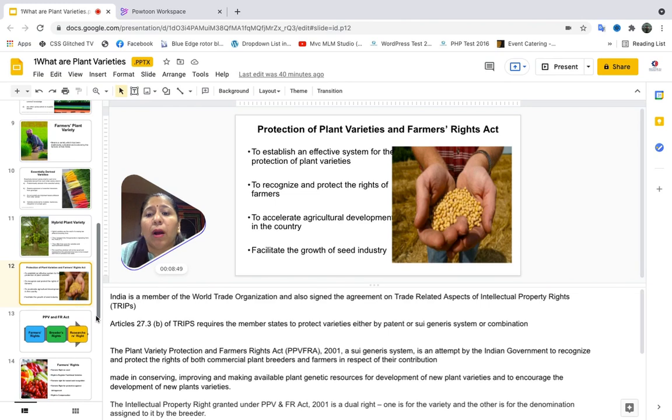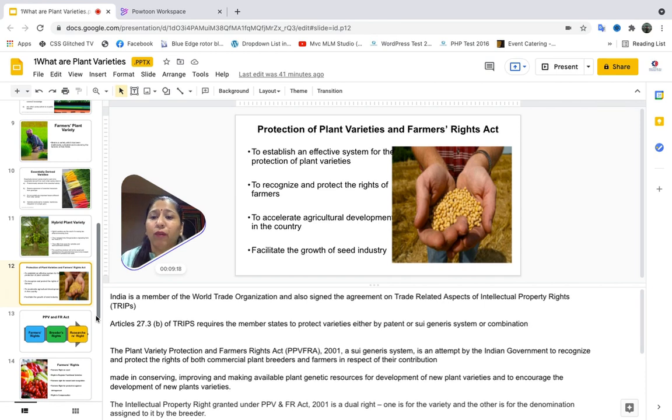Varieties: who protects these farmer varieties in India? Now, in India, we already know that India is a member of the World Trade Organization. It has also signed the Trade-Related Aspects of Intellectual Property Rights. Article 27.3 of TRIPS requires all its member states, and India is also a member state, to protect varieties either by a patent or by a sui generis system or by a combination of both.